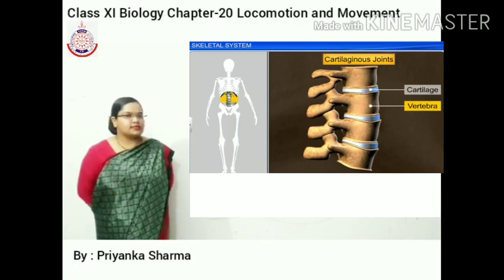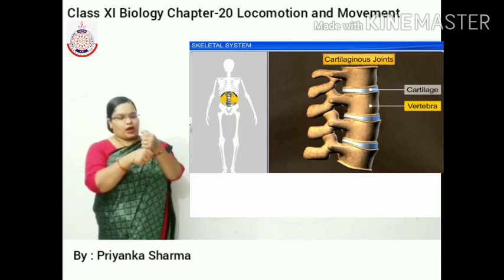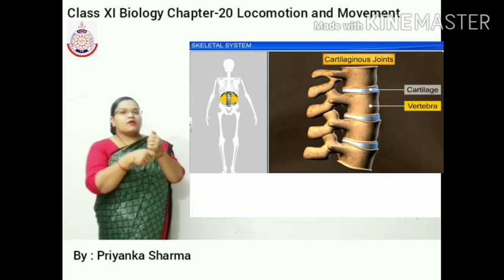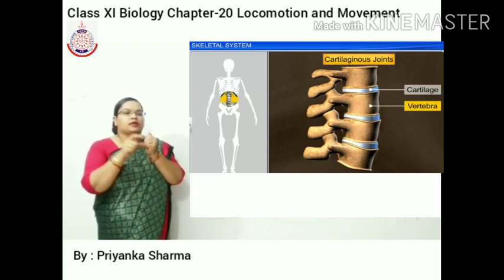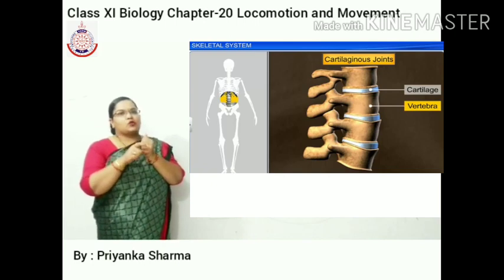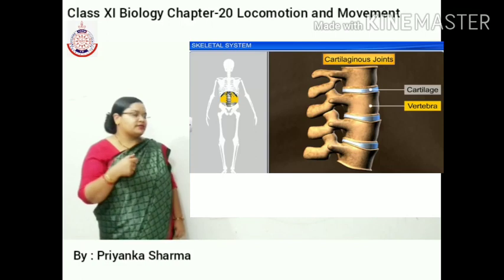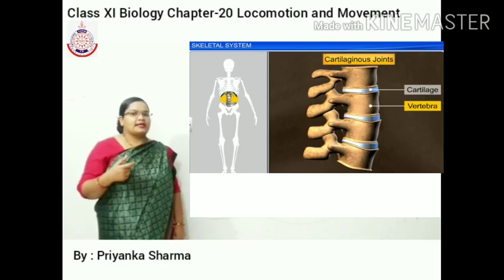Yes, 26. So in between these 26 vertebrae, fibrous cartilage is present in the form of a disc that is known as the intervertebral disc. Do you remember the intervertebral disc? Yes, that is made of cartilage, fibrous cartilage.